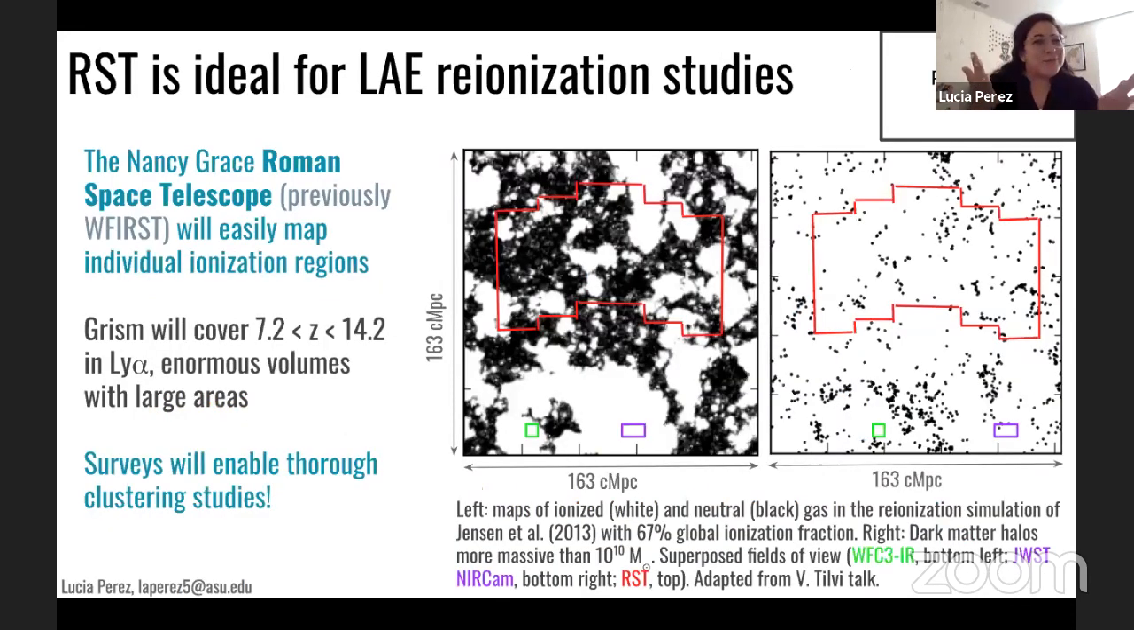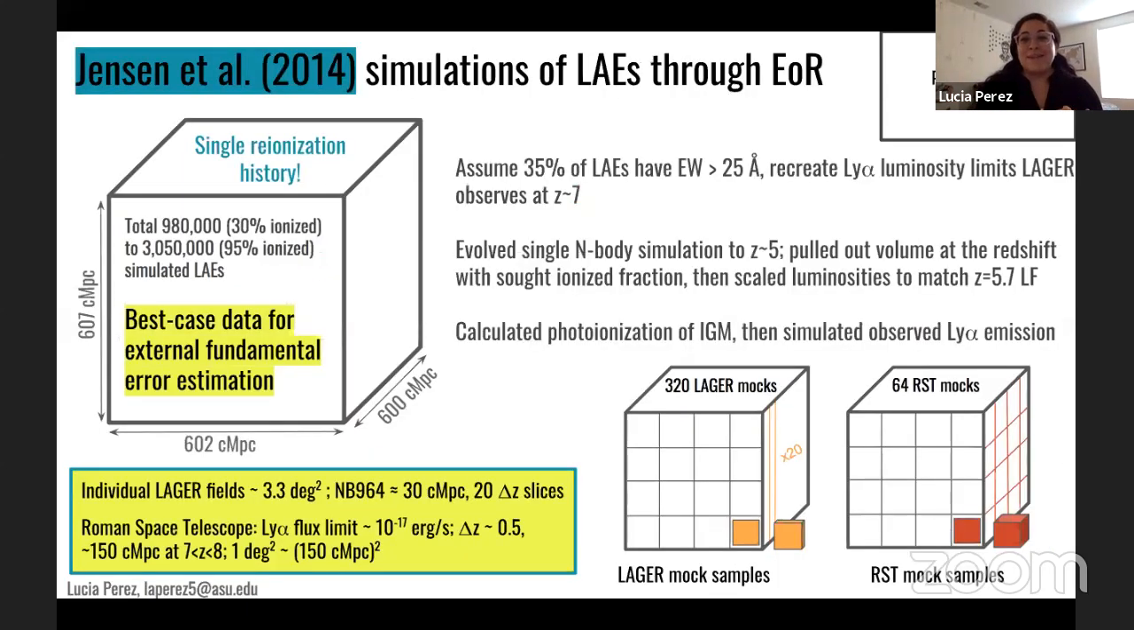Also, I want to hype up the Roman Space Telescope. Its field of view is going to be so much larger than anything in space at these wavelengths. And the GRISM specifically will cover Lyman Alpha between redshift 7 and 14. Because it's going to have such a deep volume and large area, it's going to be great for doing clustering studies.